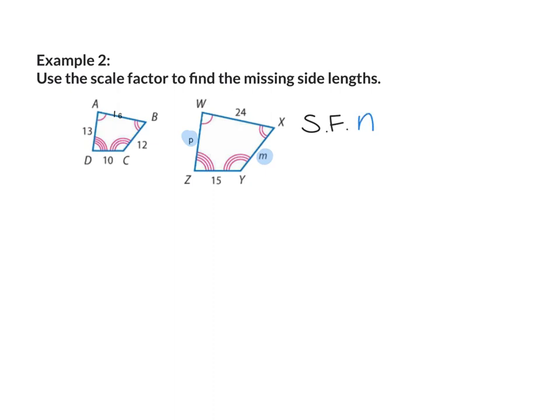So we're going to take the new image and divide it by the old. Now I'm going to make the larger image my new, and the smaller image the old. So I know that AB corresponds to WX because A has one arc and W has one arc. B has 2 arcs and X has 2 arcs. So I'm going to take the new image and take the side, which is 24, and divide it by the old, and that side length is 16. So 24 divided by 16 gives me 1.5.